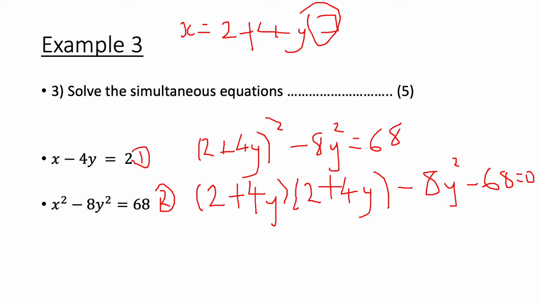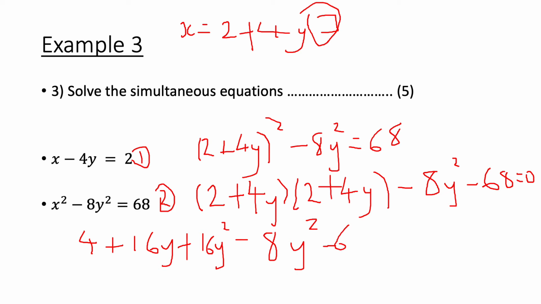Right, guys, expanding this one out, I'm going to get 4 plus 8y plus 8y again. So 4 plus 16y plus 4y times 4y is 16y squared. Okay, subtract 8y squared, subtract 68 is equal to 0.